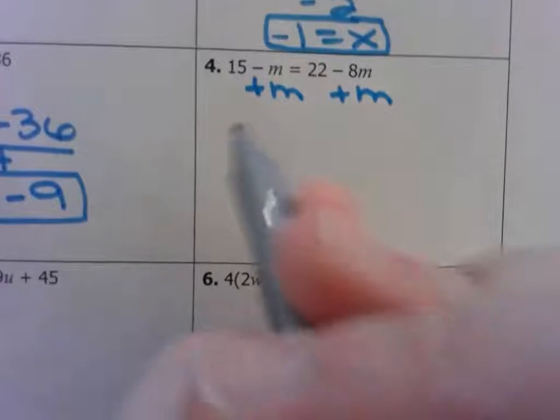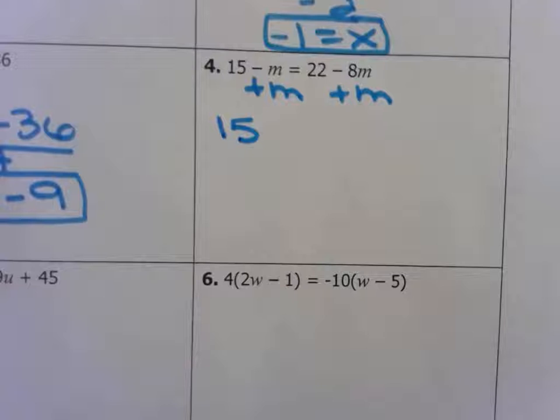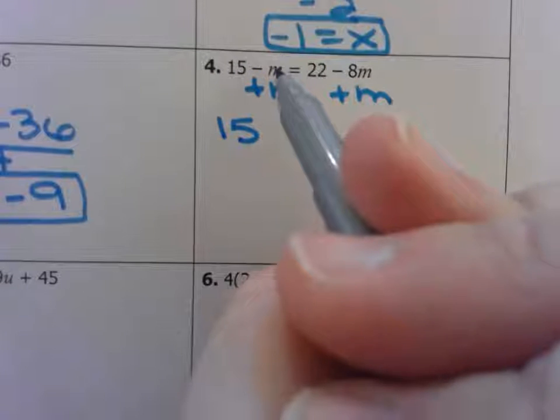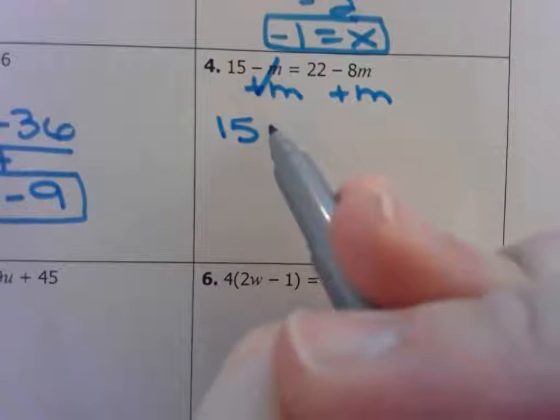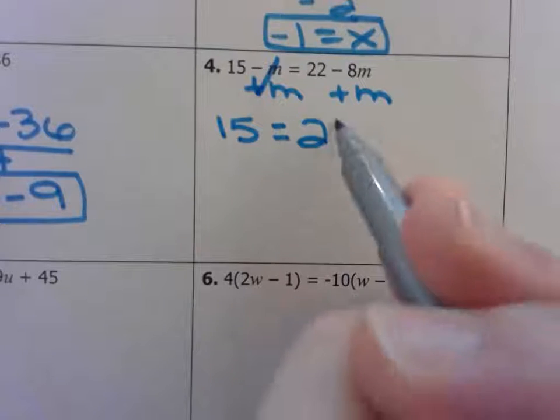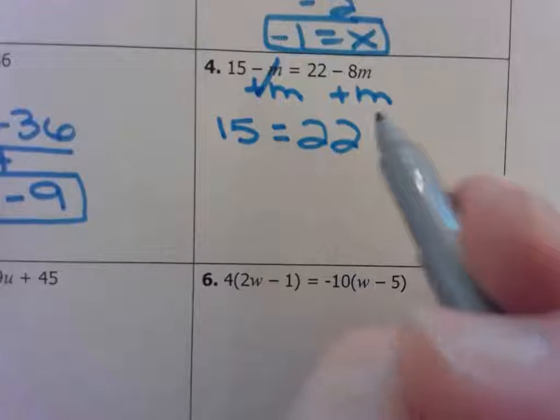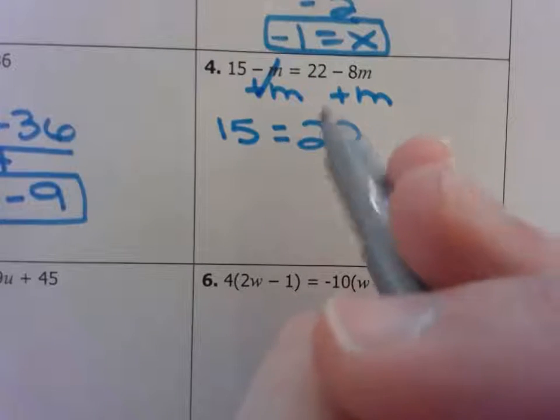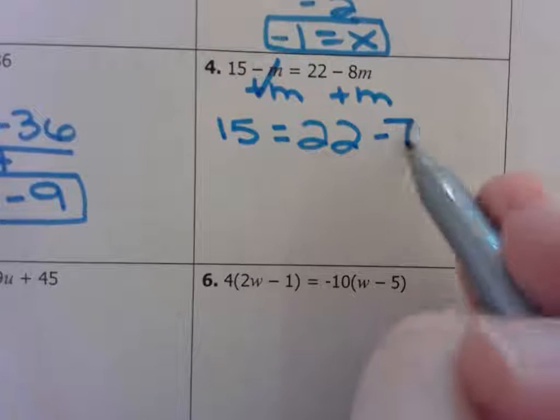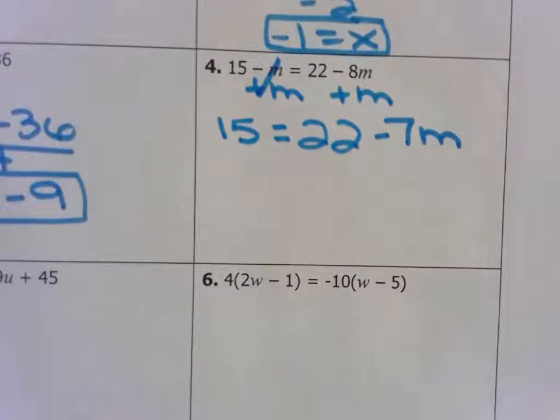Start from the left. Bring down the 15. What happens to my m's? Cancel. Bring down the equal sign. Bring down the 22. Negative 8m plus m. Negative 8 plus 1, negative 7. Negative 7m. Start from the left. Write down what you have. Okay, now it's a two-step equation.